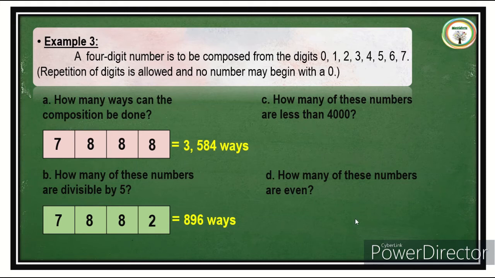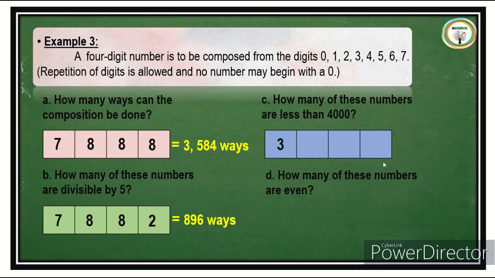Next, let's have letter C. How many of these numbers are less than 4,000? So numbers that are less than 4,000 are numbers from 3,999 and below. For the first digit, ang pwede lang natin gamitin ay numbers 1, 2, at 3. So hindi natin pwedeng gamitin ang 0 kasi hindi pwedeng magsimula sa 0. At kung gagamitin naman natin yung numbers 4, 5, 6, and 7, magiging greater than 4,000 yung ating 4-digit number. So for the first digit, ang pwede lang natin gamitin ay 3 options only.